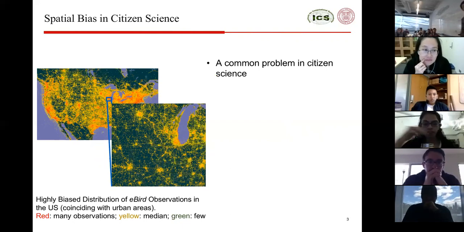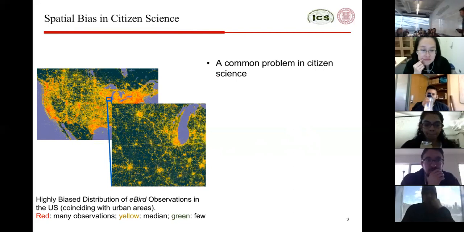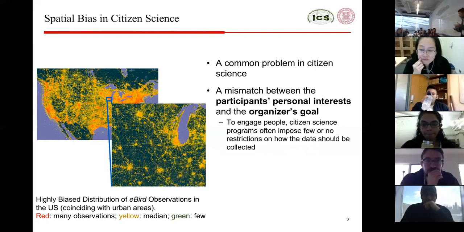And as you see, despite the fact that there are a lot of observations all across America, if you zoom into one region, you see that the observations are centered around certain areas, and in between these oversampled areas, you get these large green zones where essentially there are no observations at all. It's not too difficult to understand where this data bias comes from.